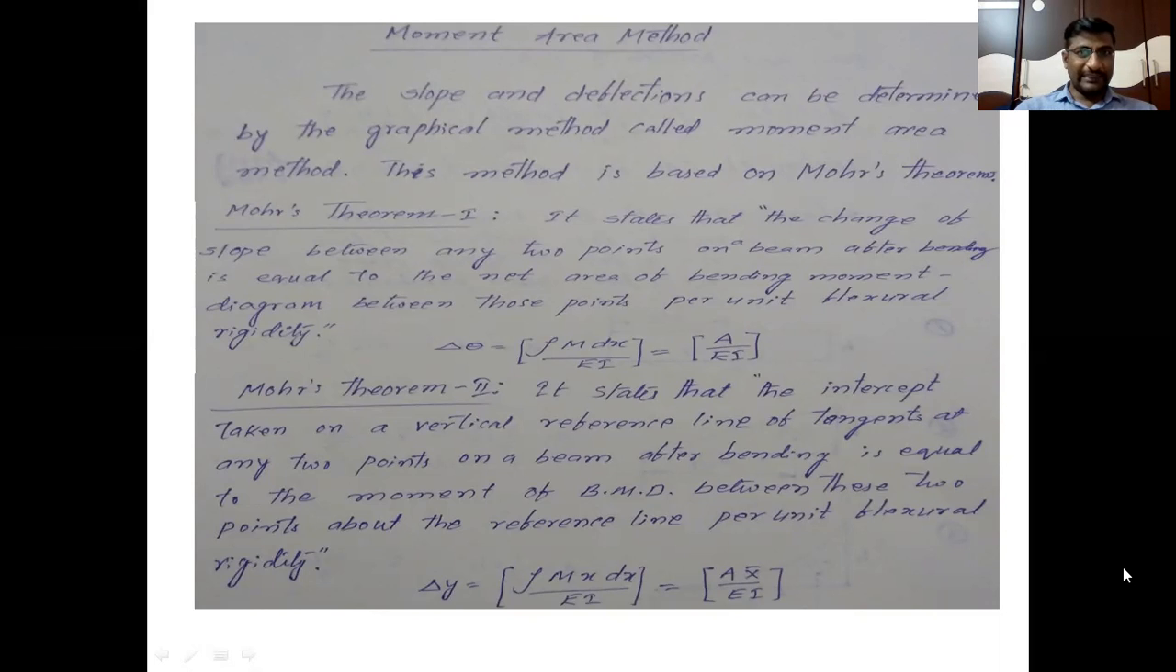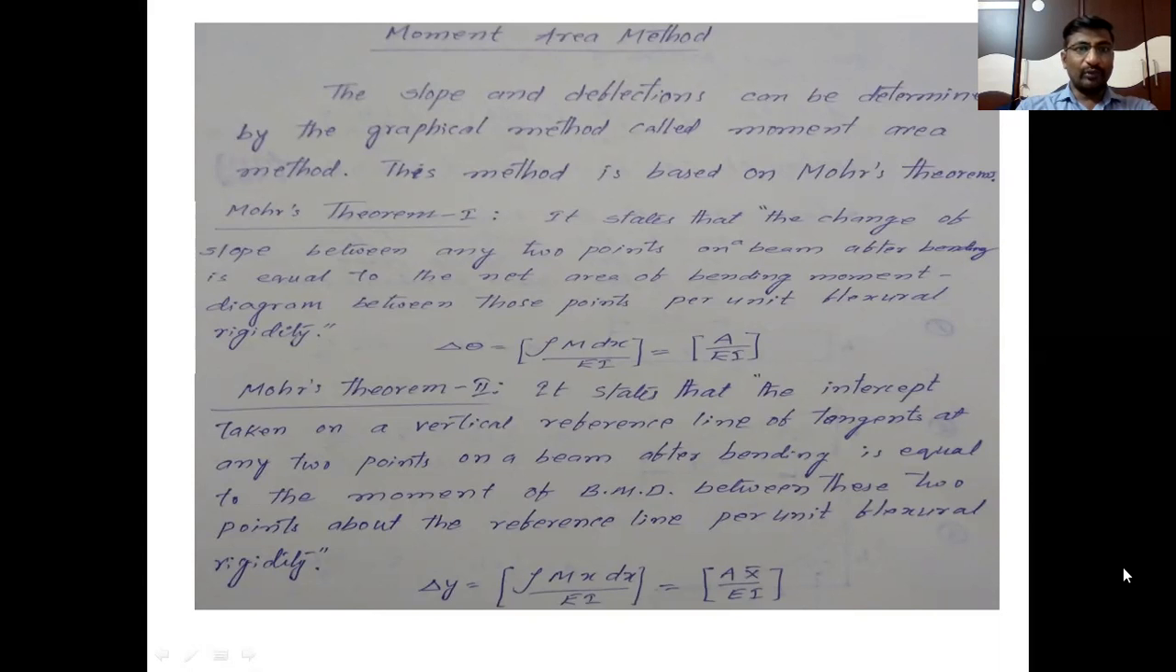Mohr's theorem 1 gives the slope at any point of the beam after bending, and Mohr's theorem 2 gives the deflection of a point on the beam after deflection, after bending of a beam. And these two theorems are based on the bending moment diagrams.